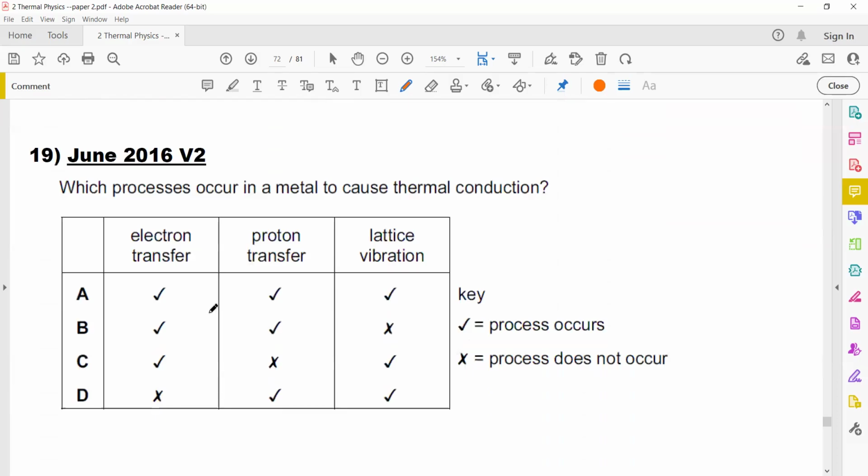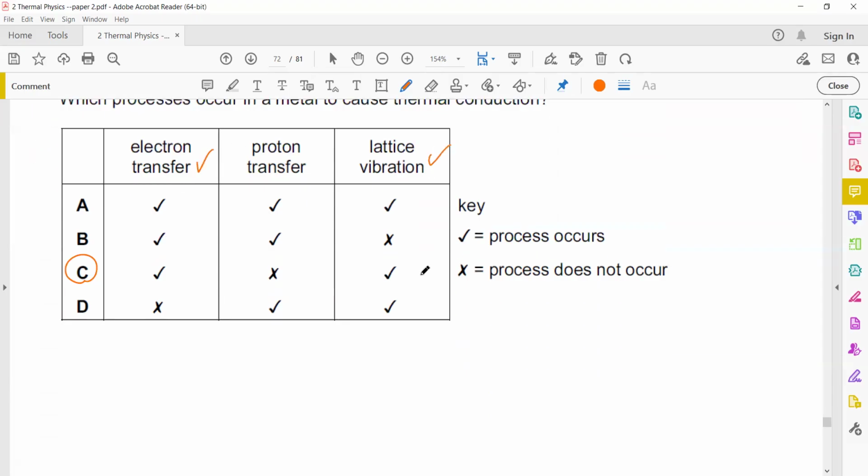Which process occurs in metals to cause thermal conduction? Electron transfer, no proton transfer in metal, so it will be C, including the electron transfer and also lattice vibration.